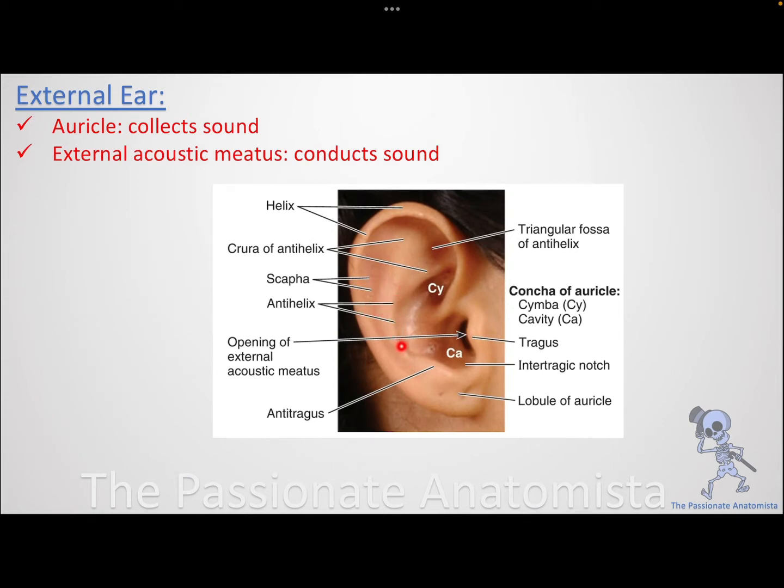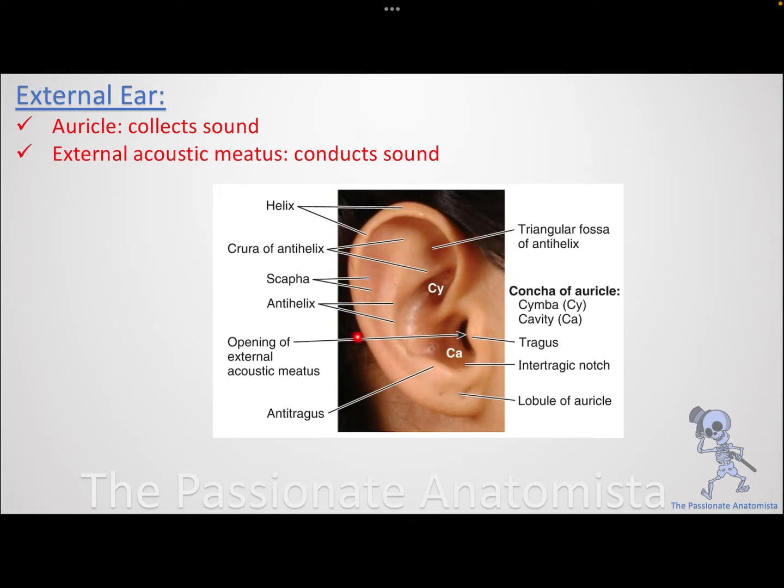All right, and here you have the tragus, you have the anti-tragus because it's opposite to it, and between them the intertragic notch. And also the lobule of the auricle. To me, I feel these are the most important parts of the ear, and it depends on your system in your university. You will get to know what exactly you need to know about your auricle. Now, this is basically the opening of the external acoustic meatus. It's actually the opening of the tube that's gonna lead you all the way to the middle ear.